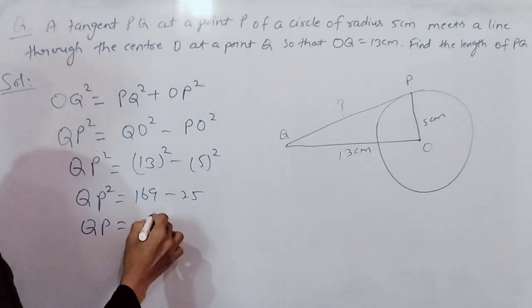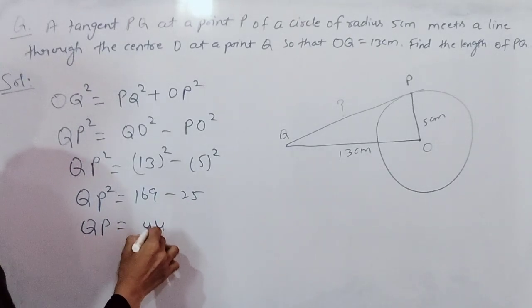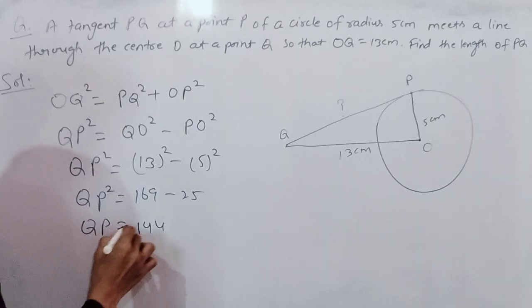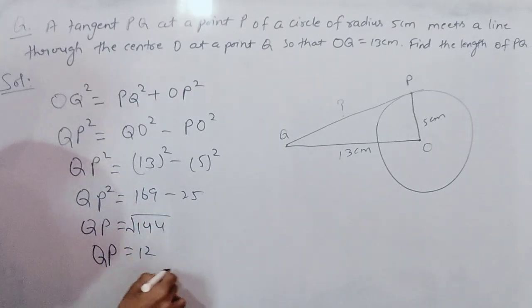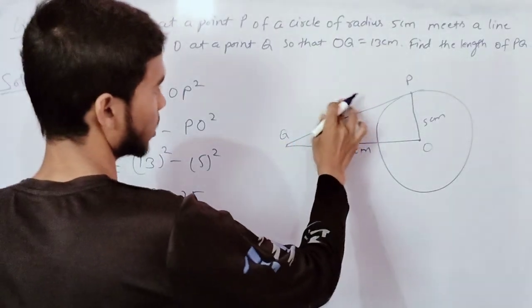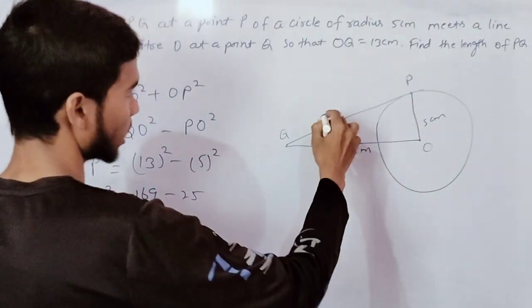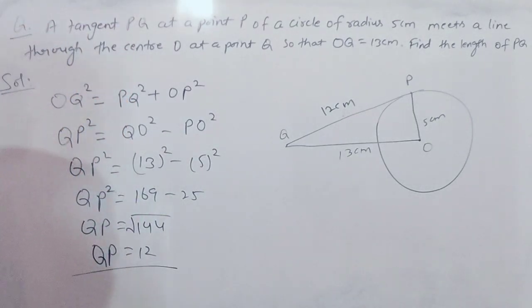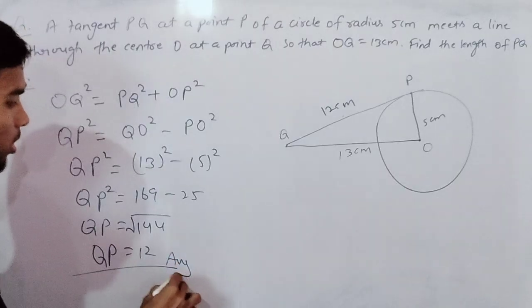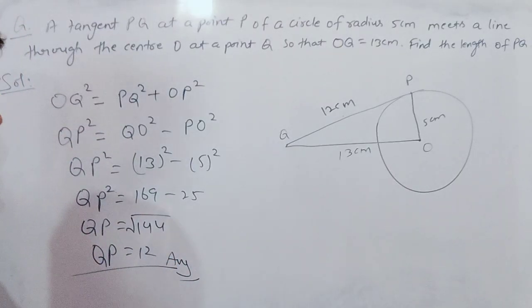Here, 144 again. So QP came as 12. Meaning, the measure of this tangent line is 12 centimeter. 12 centimeter. Clear? So finally this is the answer.